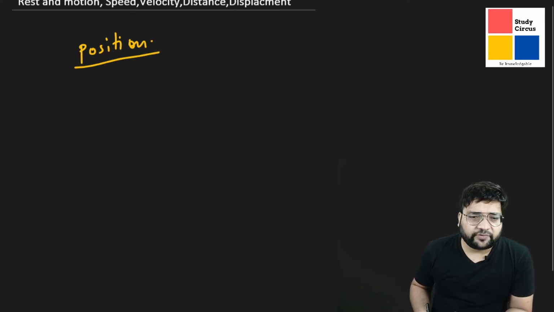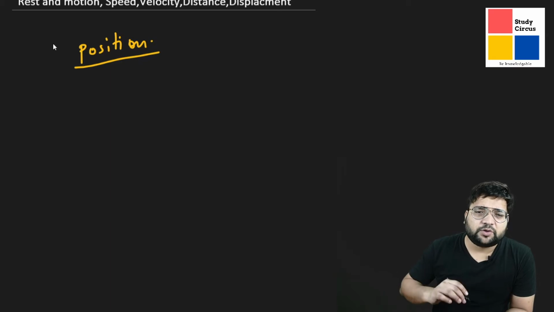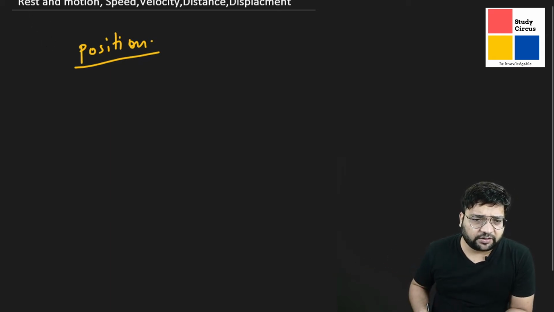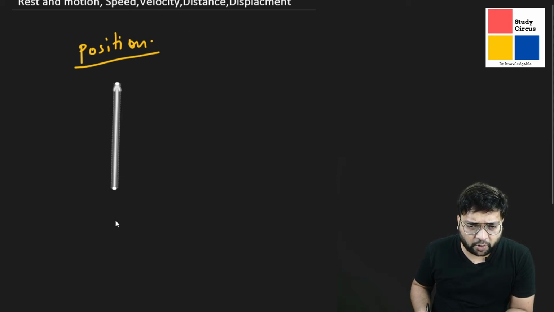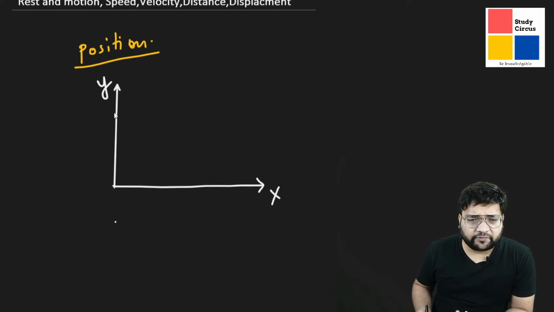we need a frame of reference, of course, relative to which we can talk about the position. For talking about velocity or other things also, we need a frame of reference. We have already done vectors. So let's say this is our frame of reference. Let's talk about two dimensions only right now. This is your x-axis and this is the y-axis.